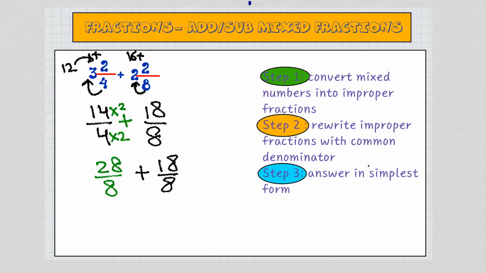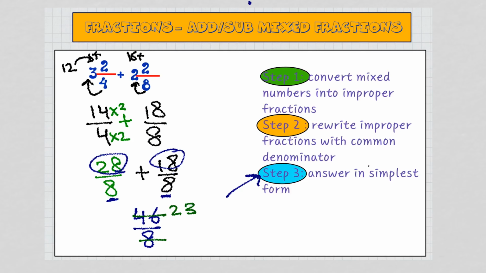Now we can add the numerators because we have the same denominator. 28 plus 18 would be 46 over 8. So now we are on to step 3. Answer it in the simplest form. If we divide both top and bottom by 2, that would give us 23 over 4. So that's our answer, by following 3 steps.